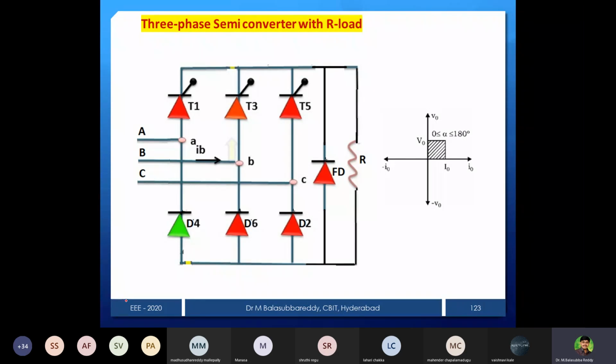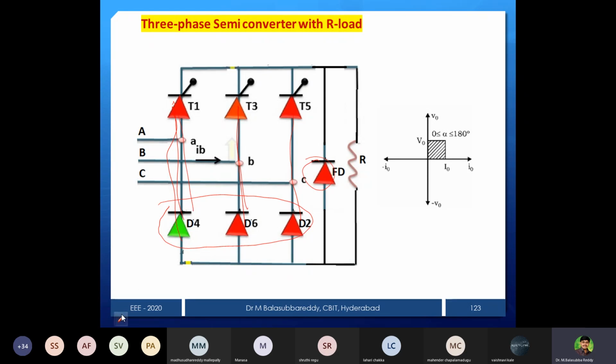One more thing you must remember here: it is not only R load, you can use RL load or RLE load, anything. Your output voltage will never go negative because the freewheeling diode is available. Even if a freewheeling diode is not available, the lower group devices are diodes, and any one of the legs will act as a freewheeling diode at that particular instant.